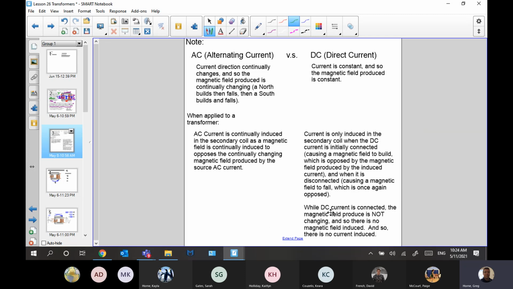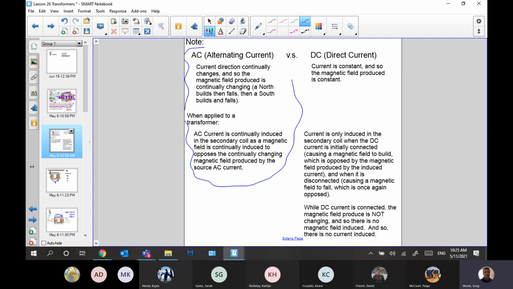So while DC current is connected, the magnetic field is not changing; it's steady, and so there's no changing magnetic field, and so there's no current induced. So DC is no good for transformers. You'd have to have a physical switch that would be turning on and off using energy the whole time. Okay, so AC is the way to go, of course.